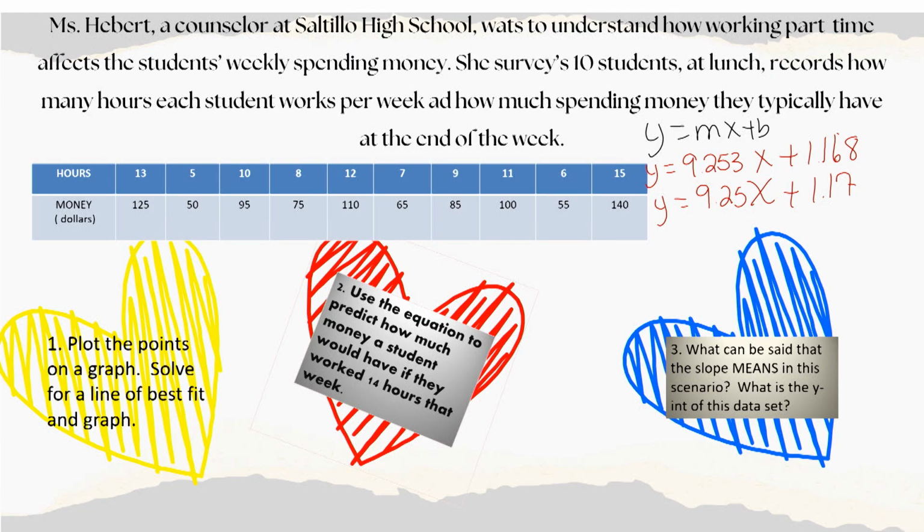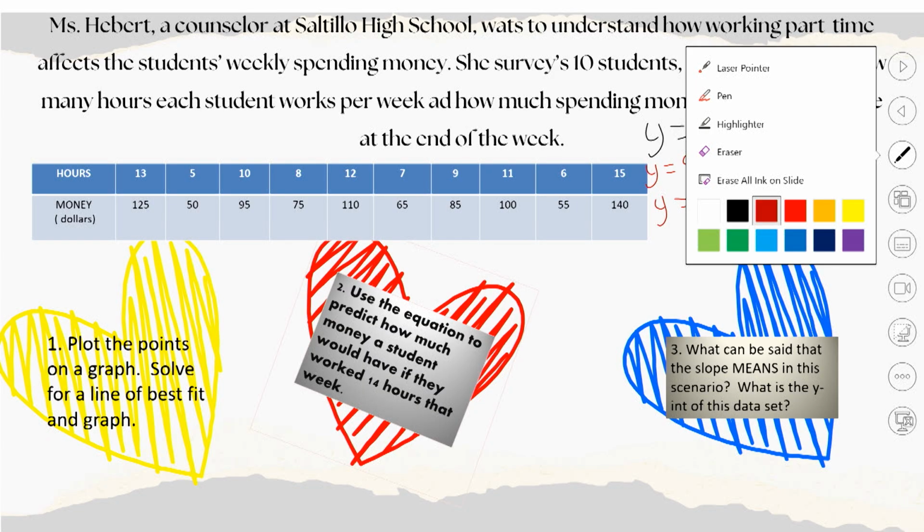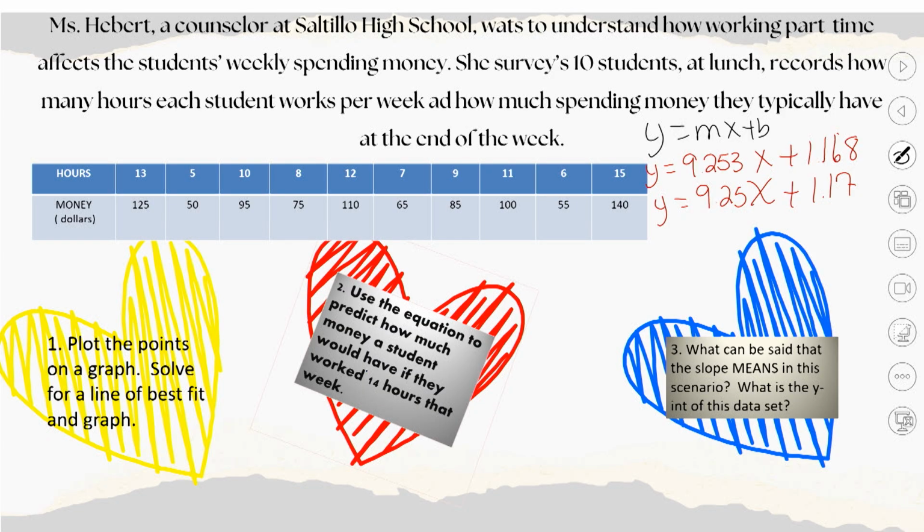Use the equation to predict how much money a student would have if they worked 14 hours. Now, what am I asking? I am asking for you to take this 14 and plug it in for this x. So simple calculation, 9.25 times 14 plus 1.17, and I get for his money $130.71.